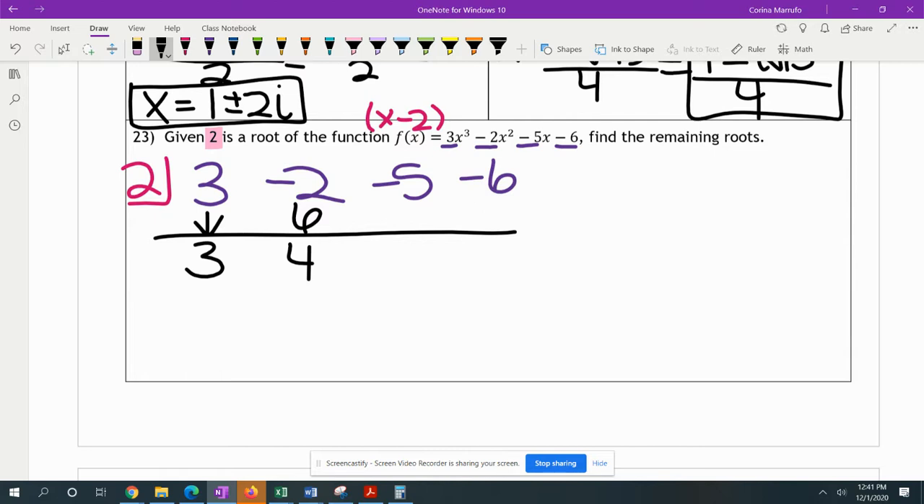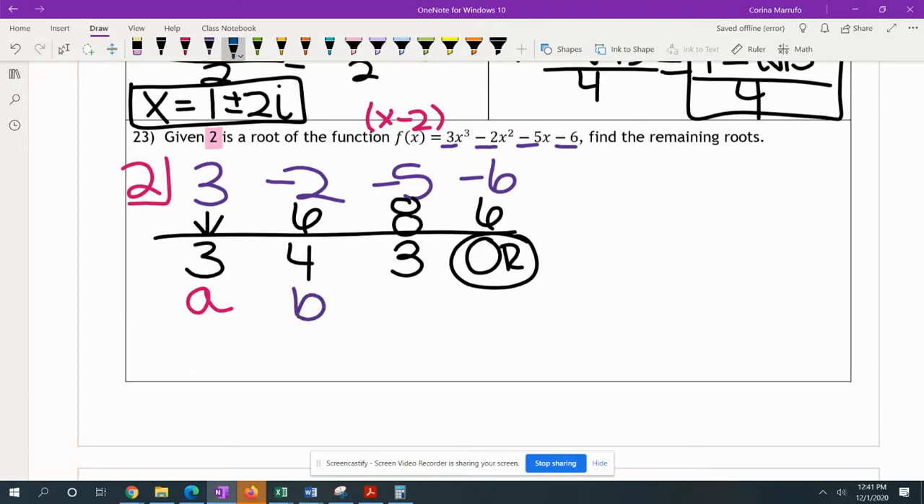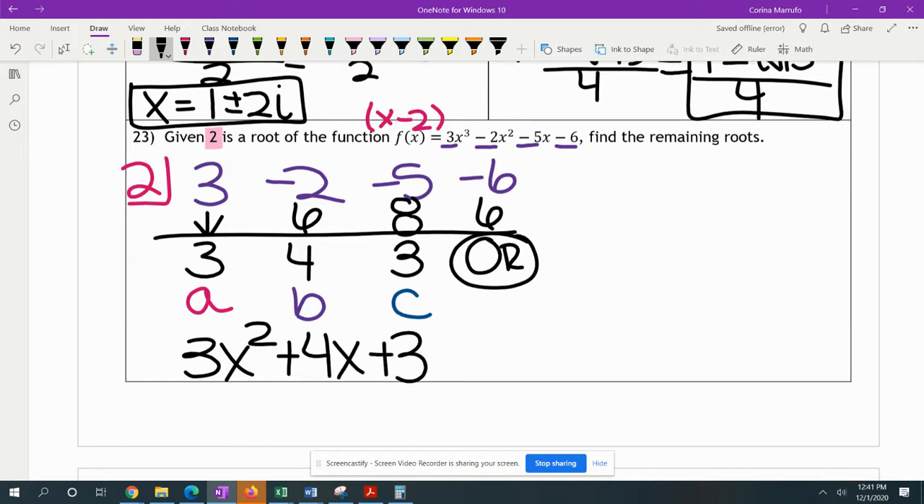Then we multiply. 2 times 4 gives us 8. Then we add negative 5 plus 8 gives us 3. Then we multiply. 2 times 3 gives you 6. When we add these together, that's 0. That's my remainder. Remember, you always have to have a remainder with these problems. So this means that this is my A, this is my B, and this is my C, because our equation would be 3x squared plus 4x plus 3.